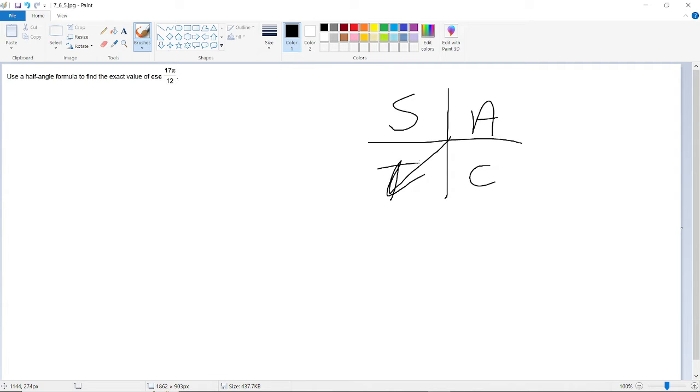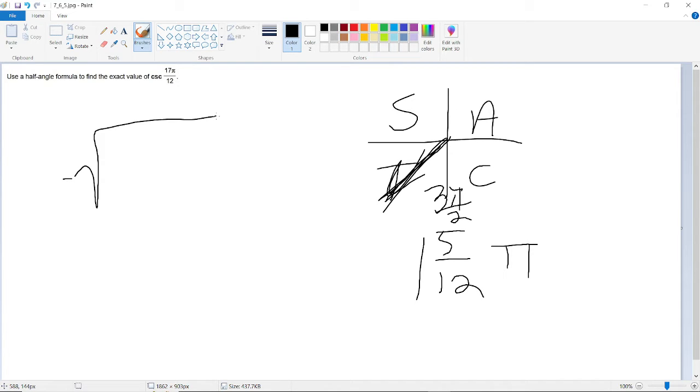Well, 12 goes into 17 once, and 5/12 is left over, so that's a little bit less than 1.5. Well, here's 3 pi over 2, which is 1.5 pi. That's 1 5/12 times pi, so it's somewhere in the third quadrant. In the third quadrant, cosecant is negative, so we're going to use the negative square root.